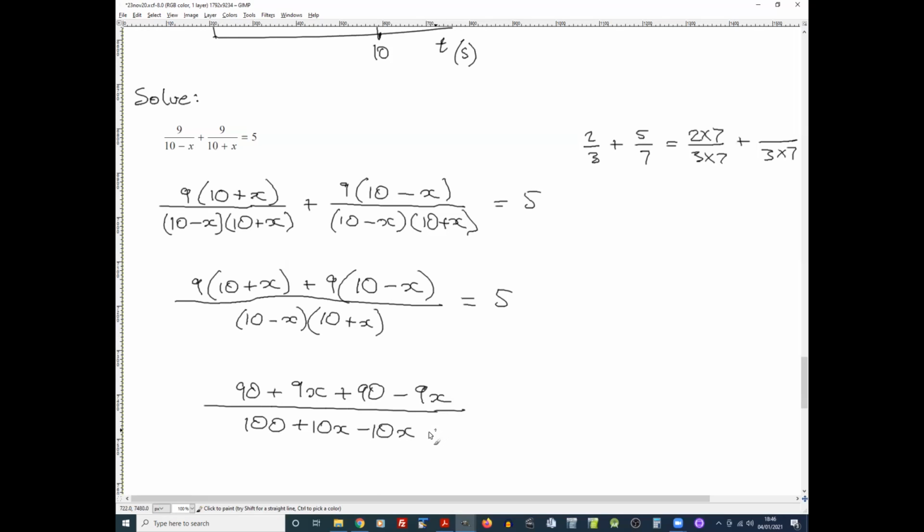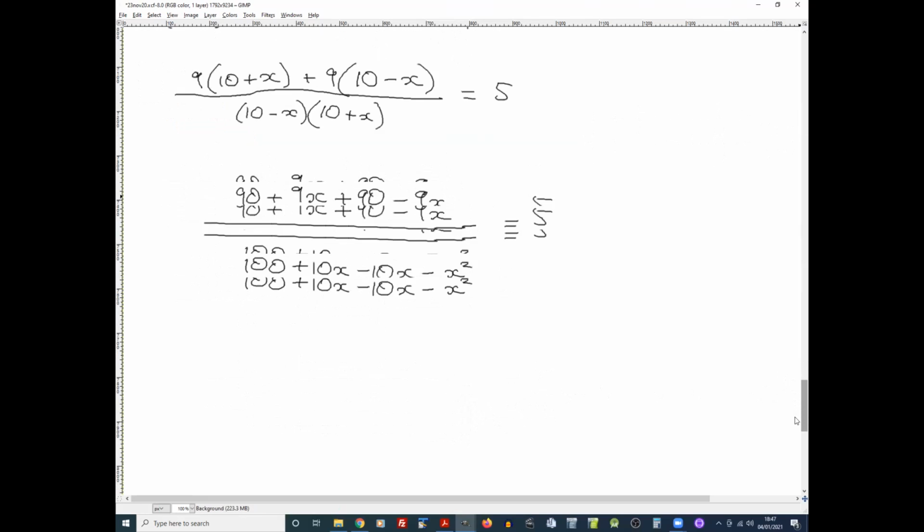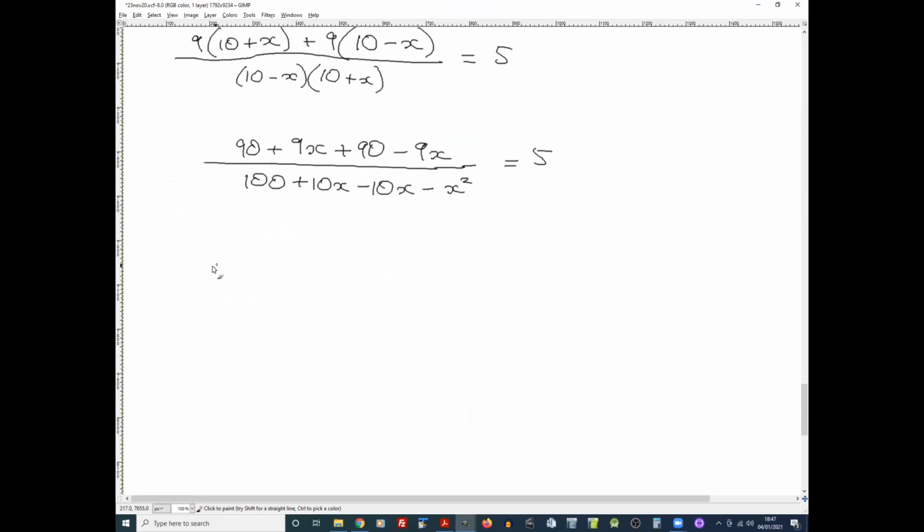And then, where have I gone? Oh yeah, minus x times x. Minus x squared. Correct. Equals 5. Good. And then those would simplify to 180. Let's simplify. 180, then that's it.